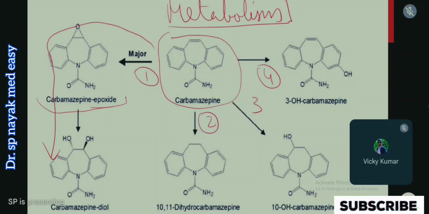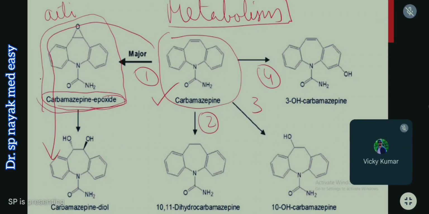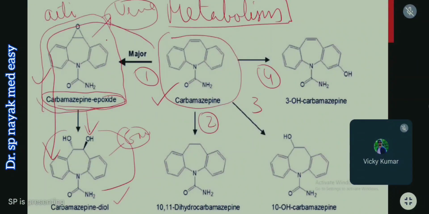This metabolite, carbamazepine epoxide, has the same actions as carbamazepine. Actually, when a drug is metabolized, the metabolic end product should not have pharmacological action, right? But carbamazepine epoxide is an intermediate product which has actions same like carbamazepine. It is called an active metabolite. This active metabolite is further metabolized into carbamazepine diol. These will not have action, and carbamazepine diol is excreted through urine. This is the first method of metabolism.